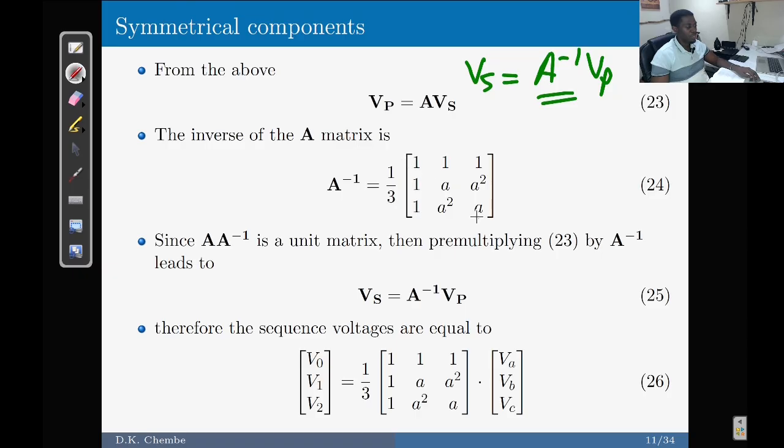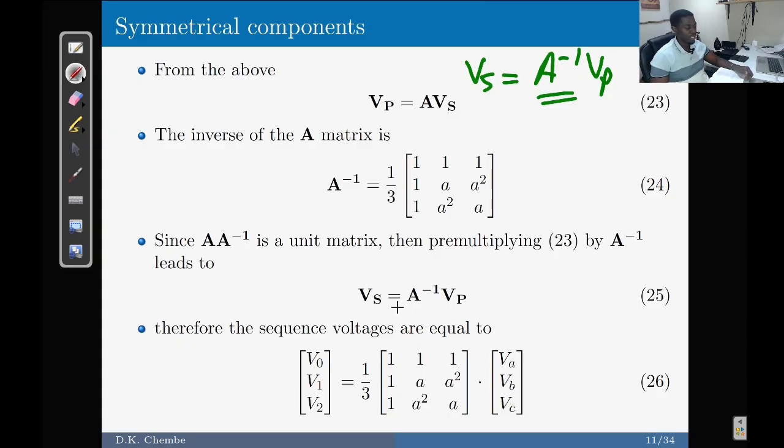So it's just the reversal of the elements in our matrix, where we now have the diagonal elements as 1, A, and A squared, and then the off-diagonal are going to be A squared. And that gives us the inverse of the matrix A. Since the inverse of the matrix A multiplied by the matrix A itself is supposed to be a unit matrix, which is simply 0s and 1s, then pre-multiplying by the inverse gives us the sequence voltages.